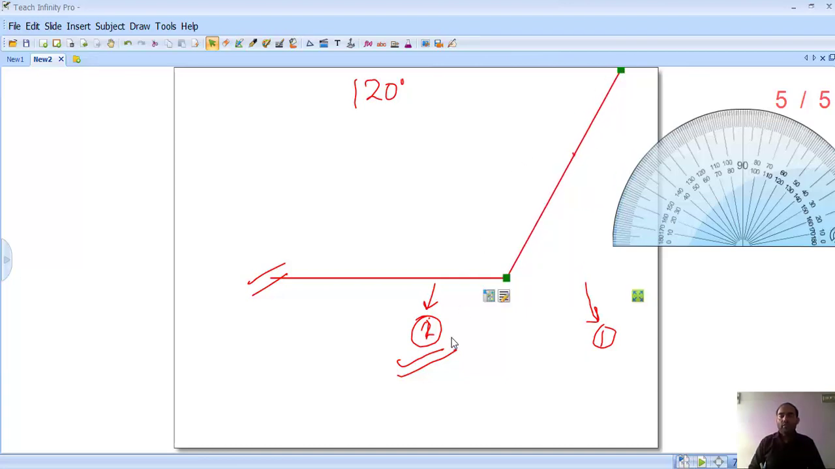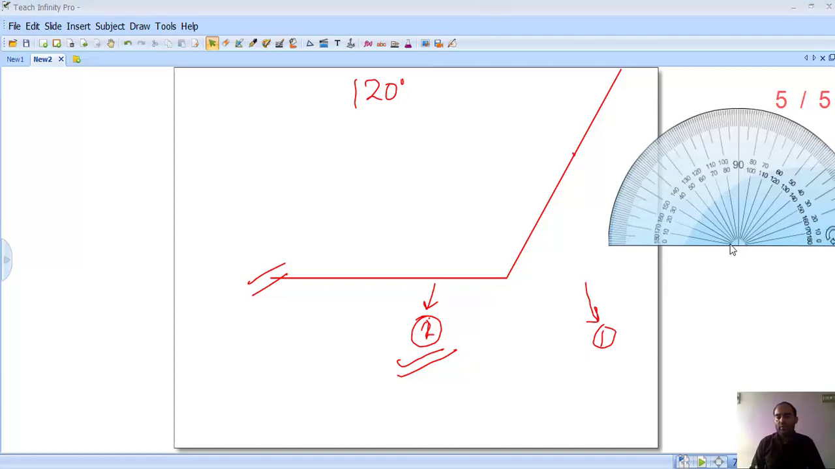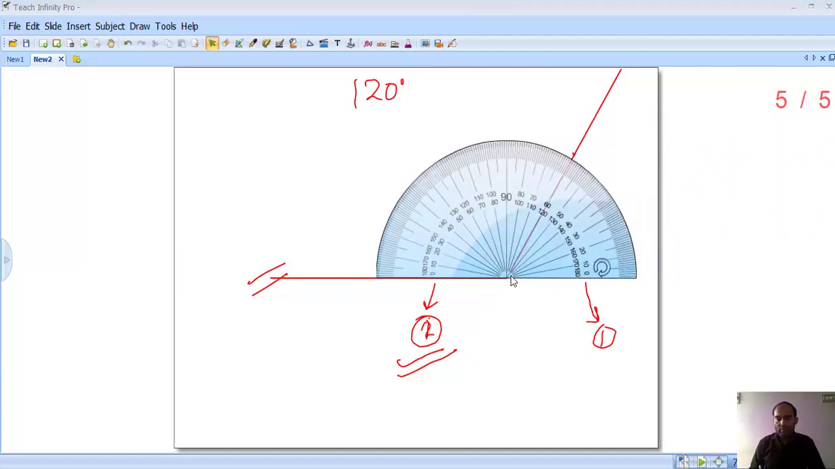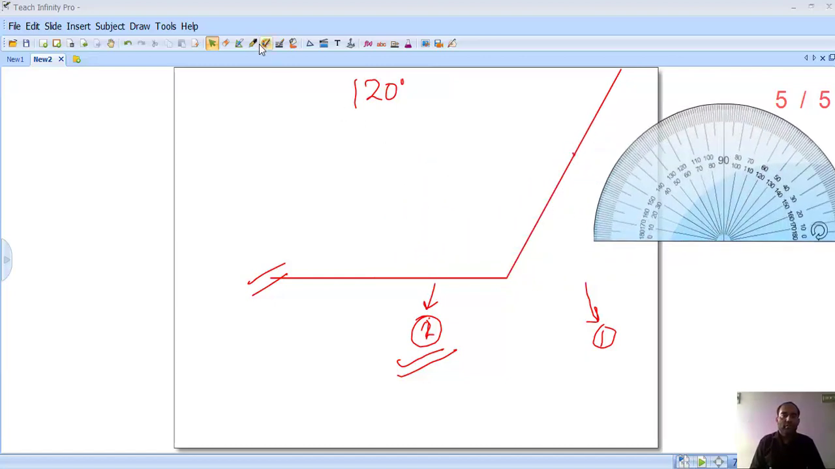Yes, now at the last step we need to measure it. Okay, now I'm going to measure. This is exact 120 degree. Okay, so that's correct. Now we need to write 120 degree and the name of the points P, Q, R. So angle PQR equals 120 degree. Very simple. Okay, let's take one more example.